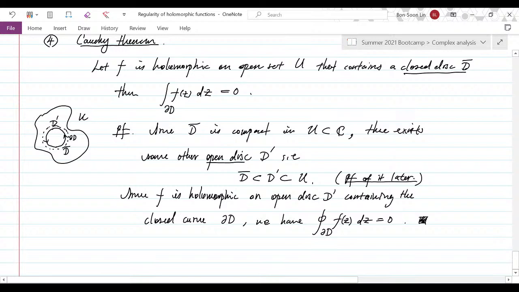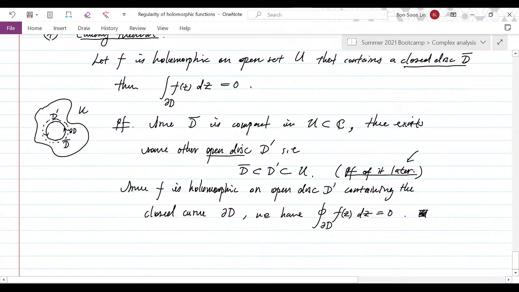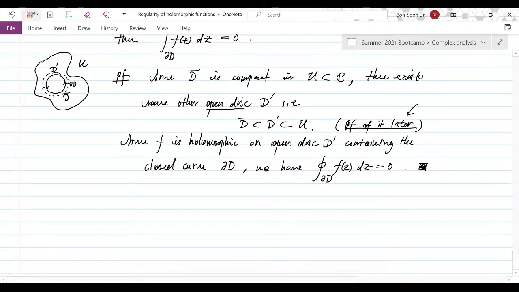Okay, maybe we want to just take a break and prove this metric topology fact about this thing right here. Maybe we want to prove this. So why is that true? So maybe I use a different color, gray.